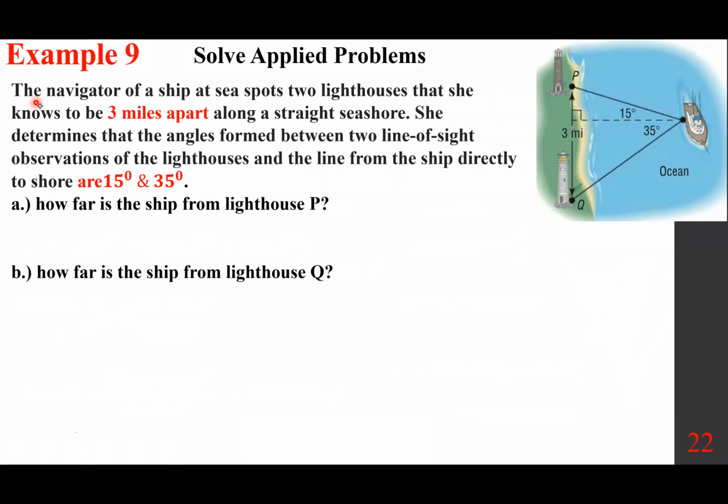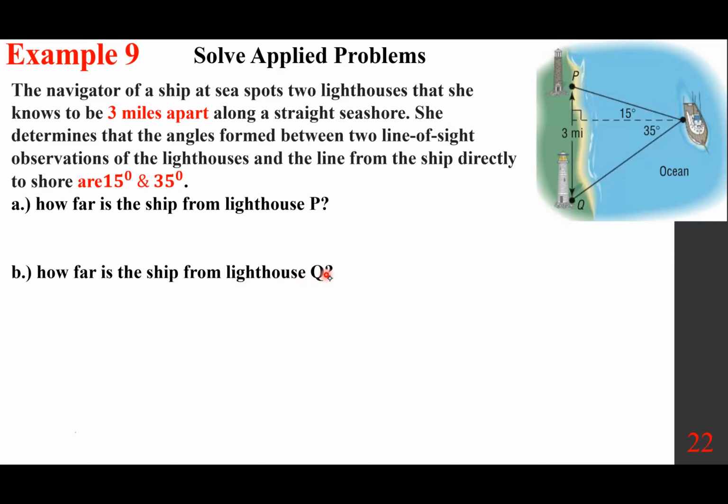The navigator of a ship at sea spots two lighthouses that she knows to be 3 miles apart along a straight seashore. She determines that the angles formed between two line-of-sight observations of the lighthouses and the line from the ship directly to shore are 15 degrees and 35 degrees. How far is the ship from lighthouse P? And how far is the ship from lighthouse Q?